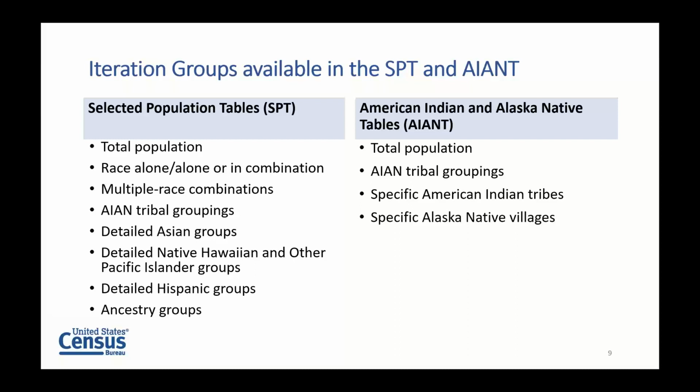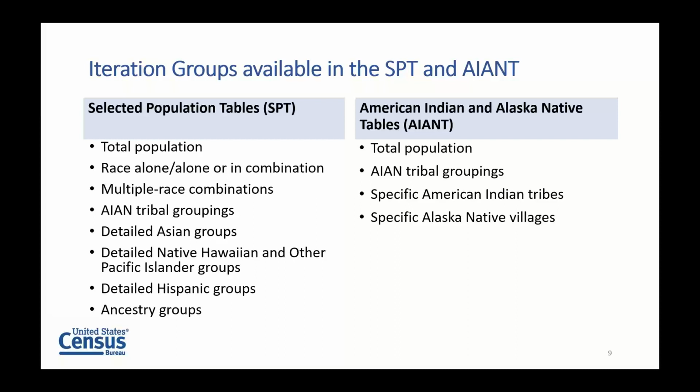And the tables are also iterated by American Indian and Alaska Native tribal groupings, such as Choctaw and Shim, as well as detailed Asian groups such as Bhutanese and Filipino, detailed Native Hawaiian and other Pacific Islander groups such as Fijian and Tongan, and detailed Hispanic groups such as Paraguayan and Costa Rican.